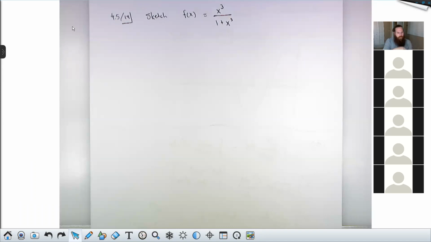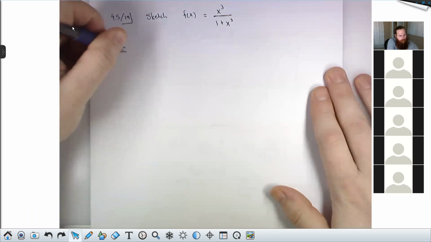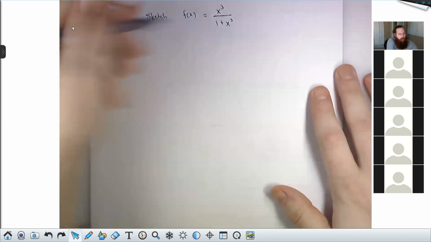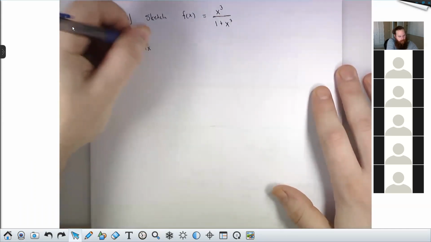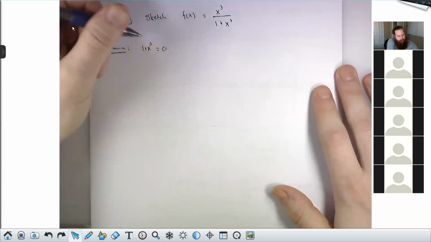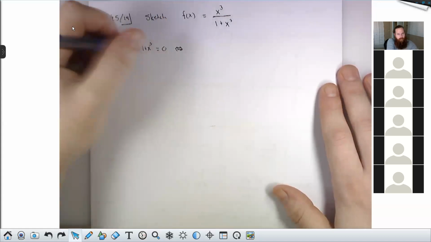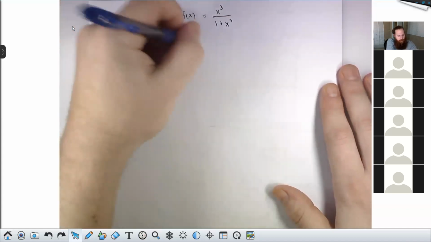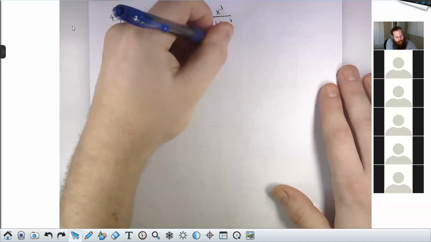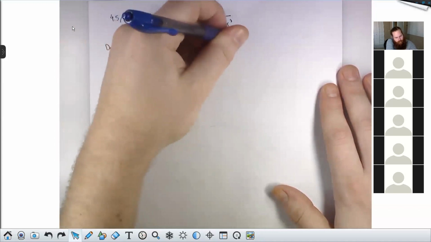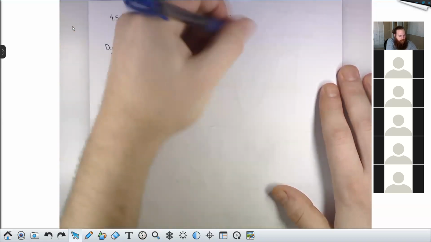So this is a really good example of a problem. First, we should find the domain. And here, this is going to be all real numbers except whatever makes the bottom 0. So we set 1 plus x cubed equal to 0. There's more than one way to solve this. You can actually factor 1 plus x cubed as a sum of cubes. That's 1 plus x times 1 minus x plus x squared, same, opposite, always positive.